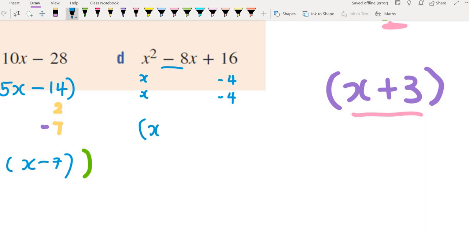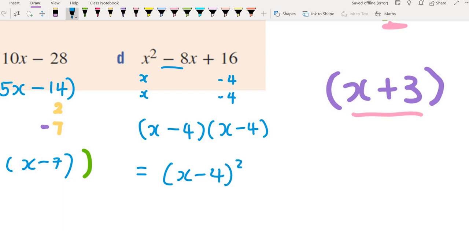So we've got x minus 4, and then another x minus 4, and that's our factorized form. However, they're both the same terms multiplied together, so we can write it as x minus 4 all squared.